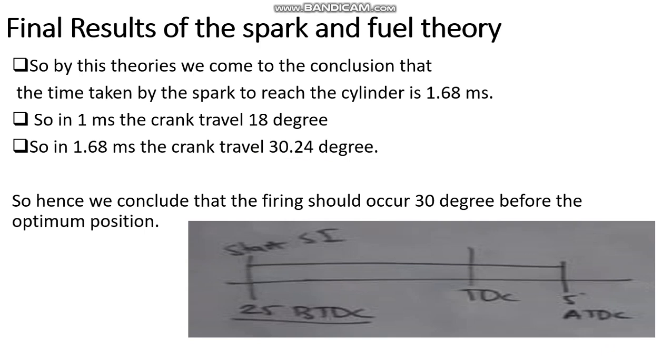So, the final results of the spark and fuel theory. By this theory we come to the conclusion that the time taken by the spark to reach the cylinder wall is 1.68 millisecond. In 1 millisecond the crank travels 18 degrees, so in 1.68 millisecond the crank travels 30.24 degrees. So, if we have to achieve the maximum power at 5 degree after TDC, then we have to crank the crankshaft 30.24 degrees before that 5 degree after TDC, that is 25 degrees before TDC.